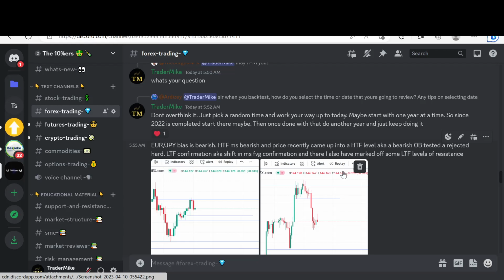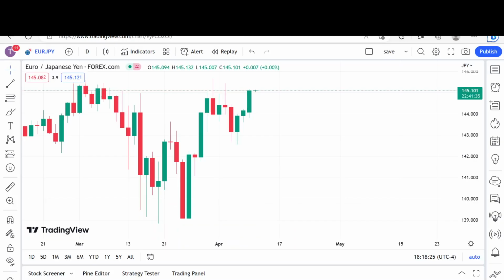Price recently came up into a higher time frame level, aka a bearish order block, tested, rejected hard, lower time frame confirmation, aka shift in market structure, fair value gap confirmation. And there I also have marked off some lower time frame levels of resistance. So this one, it was a mistake that I posted in chat.